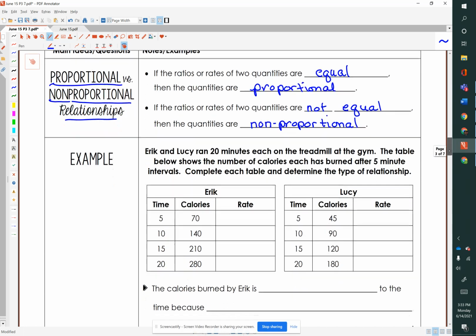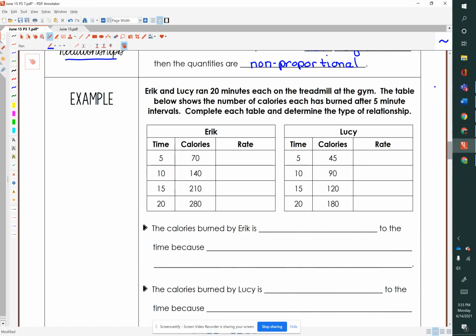Let's take a look at some examples. Eric and Lucy ran 20 minutes each on the treadmill at the gym. The table below shows the number of calories each has burned after 5-minute intervals. Complete each table and determine the type of relationship. So we're going to divide 70 by 5, 140 by 10, 210 by 15, and 280 by 20.